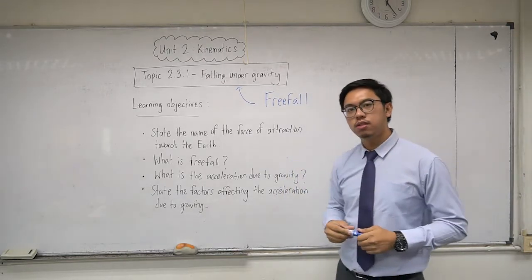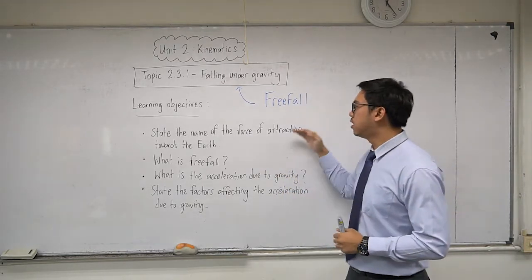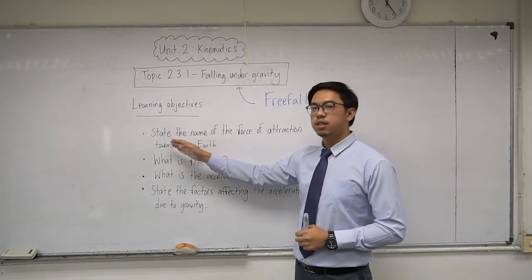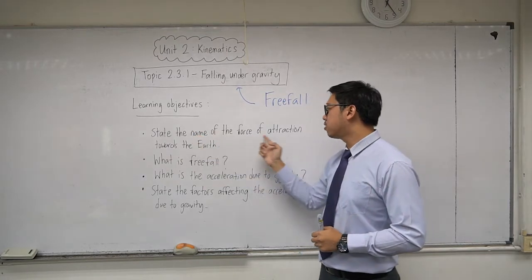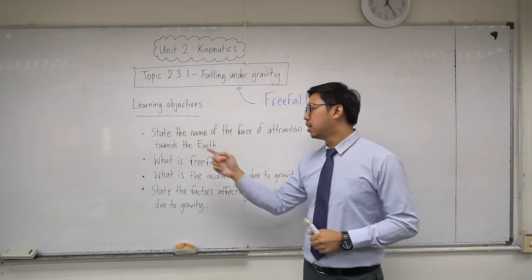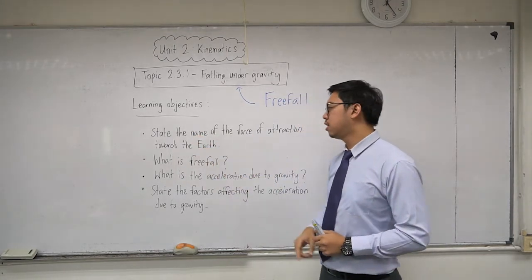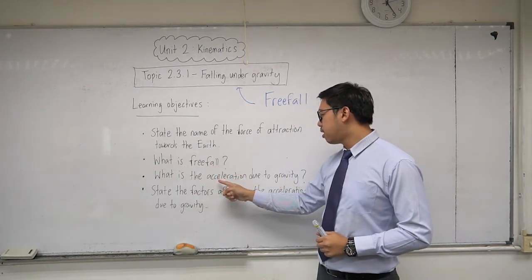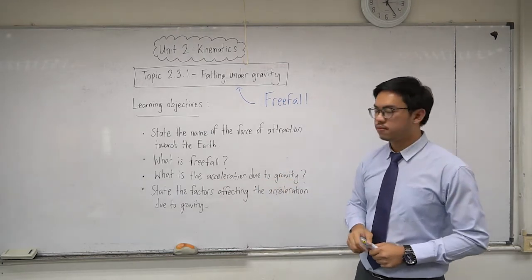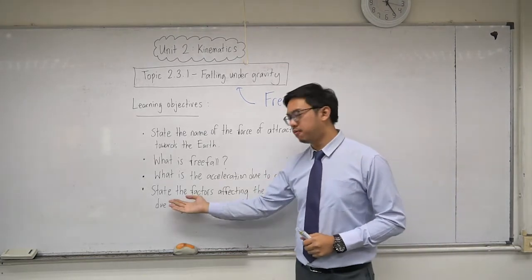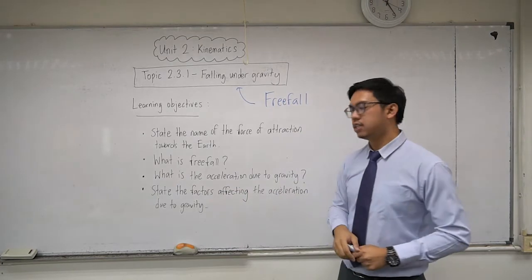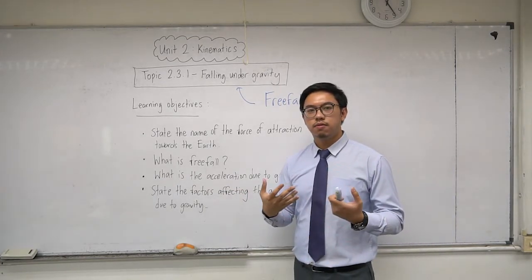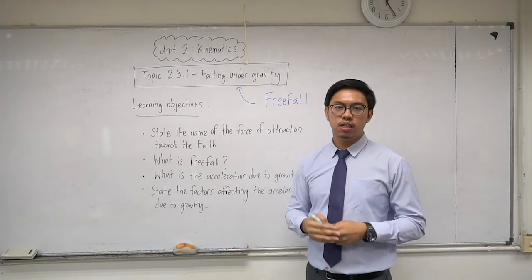So what are you going to learn in this video? These are the learning objectives for this video. You will learn about the name of the force of attraction that is pointing towards the Earth. You will learn about what we mean by free fall, and then what we mean by acceleration due to gravity. And then towards the end of the video, we will look at the factors affecting the acceleration due to gravity.